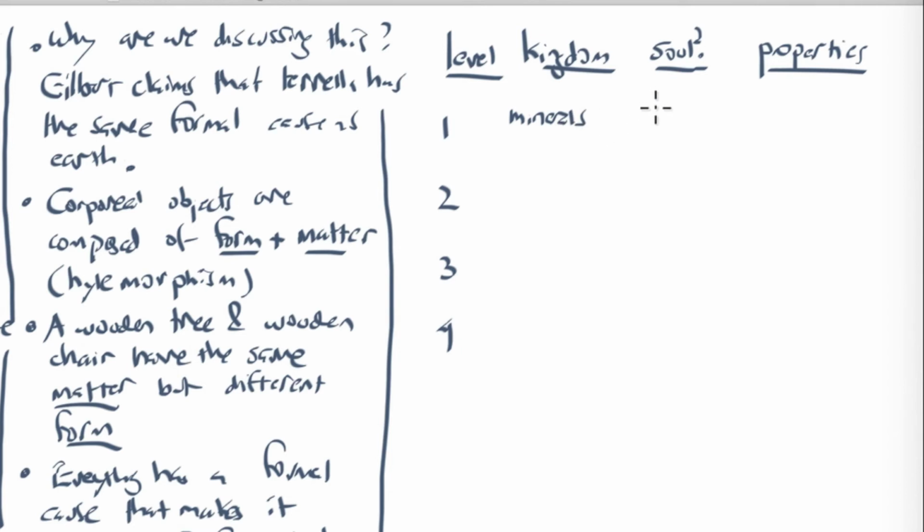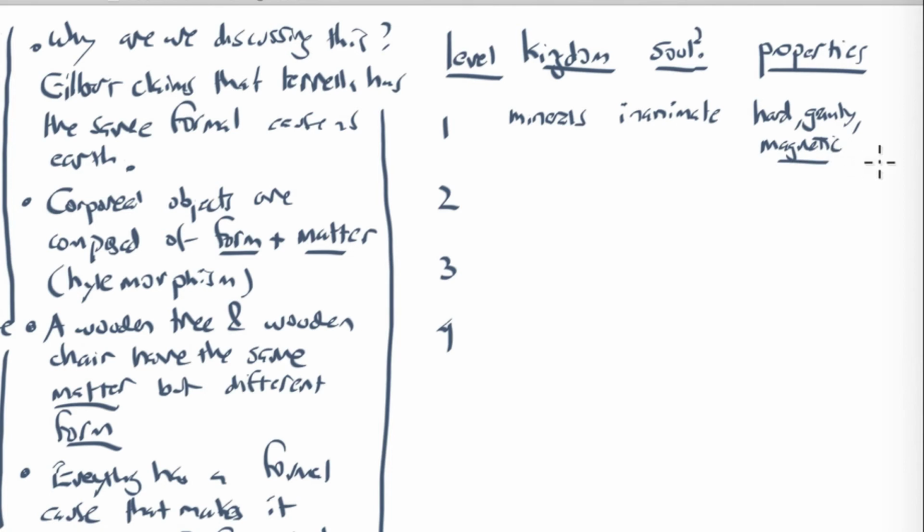Level 1 would be things like minerals or rocks. Does it have a soul? Well, no, it's inanimate. Rocks, minerals, things like that. They still do have properties that follow from their formal cause. The properties are things like they're hard. Rocks are hard. Of course, some are harder than others. They have gravity, right? They have weight. Some of them, in fact, are magnetic. So this would be one of the properties of some of the inanimate objects.